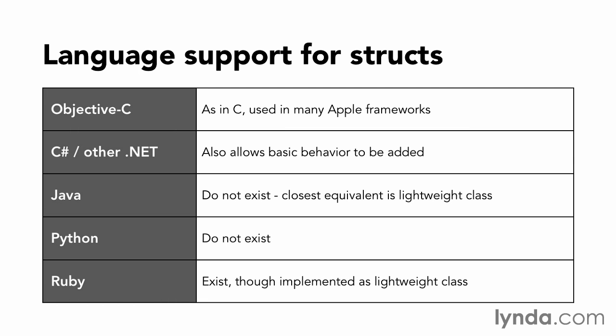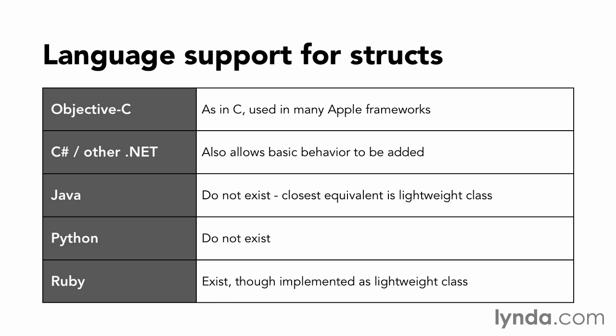So, structs. We talked about their existence in C. As a few examples, Objective-C is built directly on top of C, so structs exist exactly as in C, and they are used a lot in both the iOS and the Cocoa frameworks. In C#, and by extension in other .NET languages, structs also exist. They are simple value types. But in .NET, you can add simple methods and properties to a struct, though Microsoft do recommend if you're going to add any significant functionality, you should probably make it a class, and I quite agree.